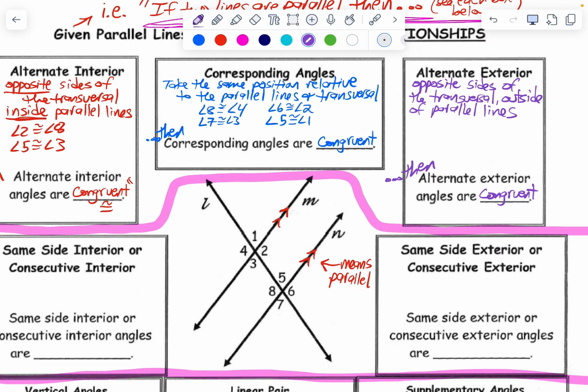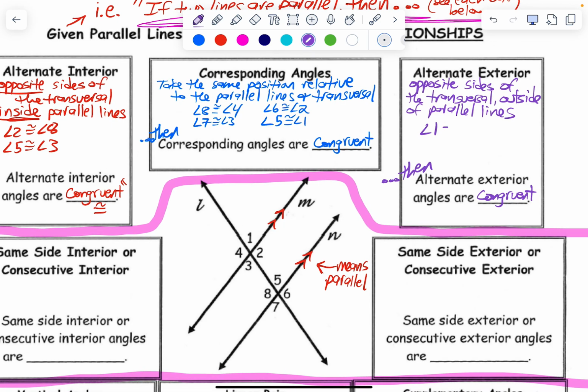So we have two pairs. What are they? 1 and 6. 1 and 7. 1 and 6 are on, if I circle those, do you see how they're on the same side of the transversal? 1 and 7. Yeah, there you go. 1 and 7. And 4 and 6. So those are alternate exterior.